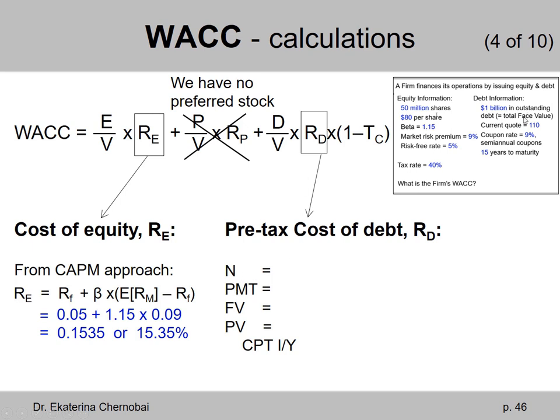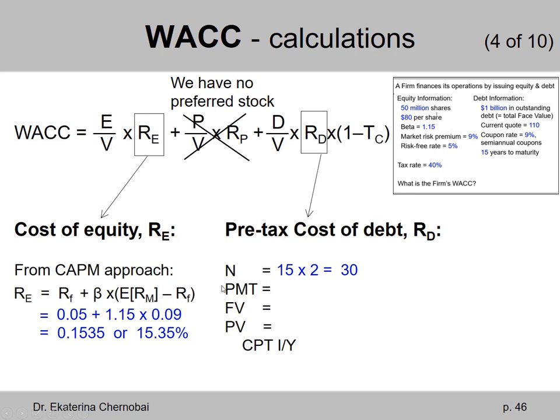What is N? Let's see what we are given. 15 years to maturity, semi-annual coupons, which means 2 per year. Over 15 years, there will be a total of 30, which is 15 times 2.